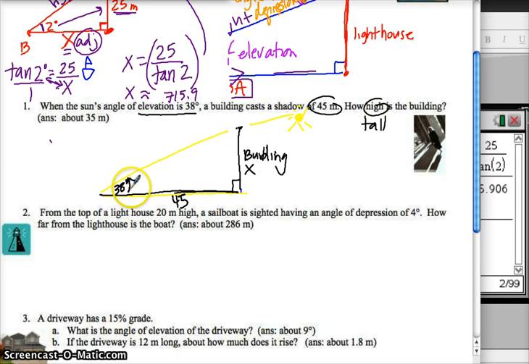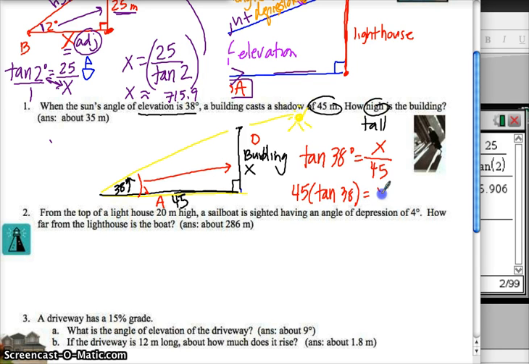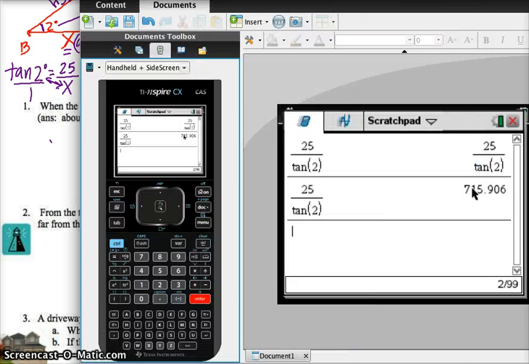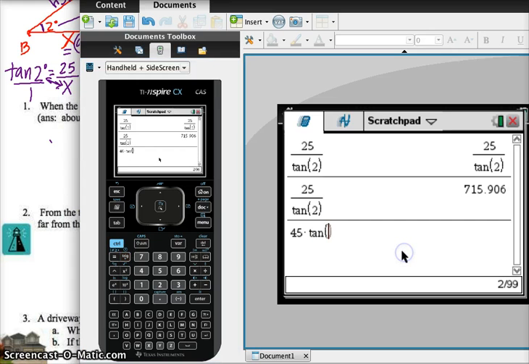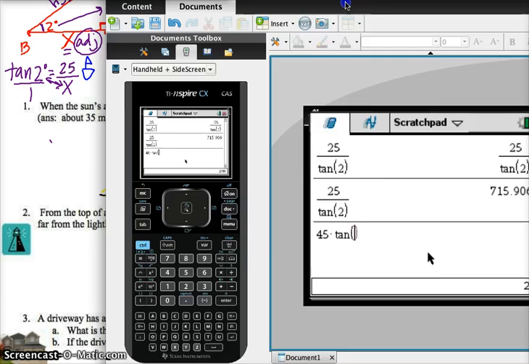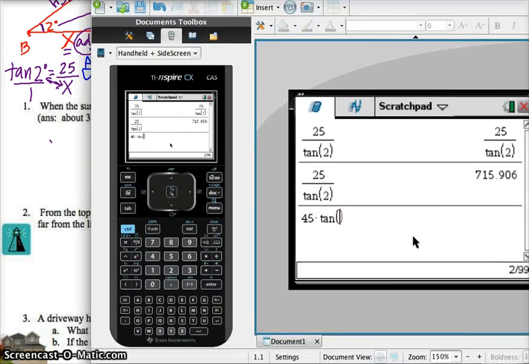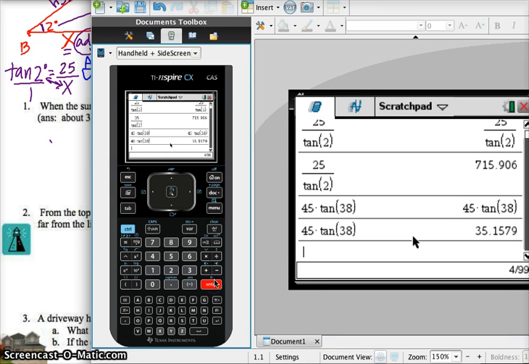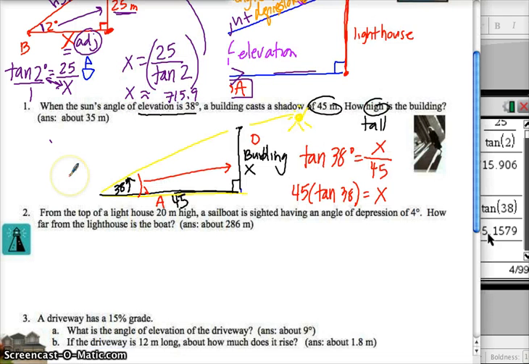Again, which trig function do you notice we are using? With respect to this angle, this is the opposite side, this is the adjacent side. So once again, I'm using tangent. Tangent of 38 degrees equals opposite divided by adjacent, so x divided by 45. I multiply each side by 45. So 45 times tan of 38. Let's see, 45 times tan of 38. I get 35.16, so this says about 35 meters. So it's about 35.2 meters. Okay, next.